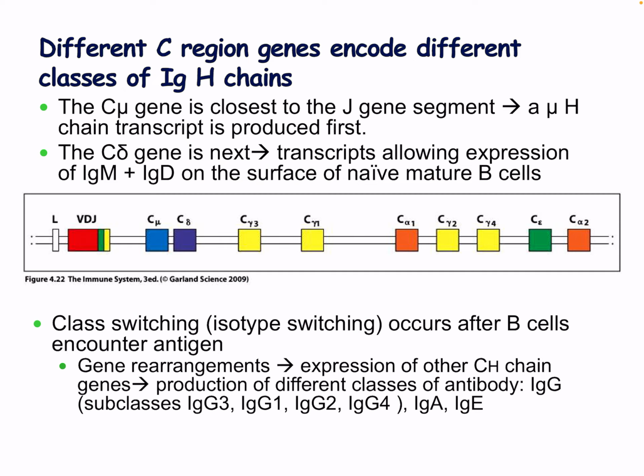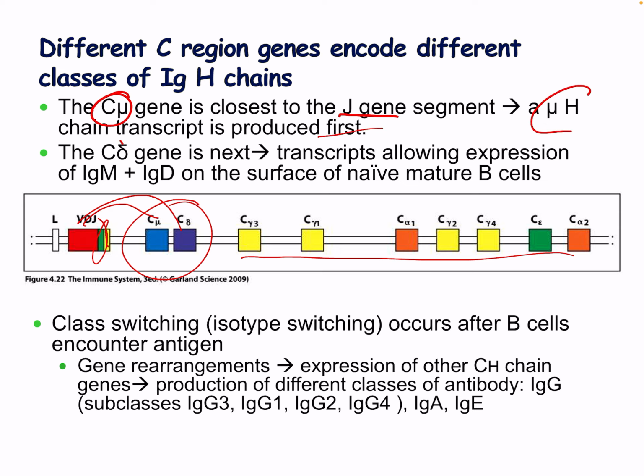So the different constant genes encode for different classes of immunoglobulin heavy chains. The C mu gene is the closest to the J gene, so it almost goes first in order. And this is why they always end up on the immature cell, but here we can rearrange to these later. So it's closest to the J gene segment, which is right here. And so a mu-H chain transcript is produced first. The C delta gene is next in line, and this transcript is allowing expression of IgM and IgD on the surface of naive mature B cells.